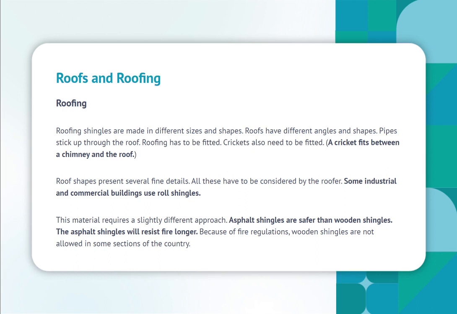Some industrial and commercial buildings use roll shingles. This material requires a slightly different approach. Asphalt shingles are safer than wooden shingles. The asphalt shingles will resist fire longer. Because of fire regulations, wooden shingles are not allowed in some sections of the country.